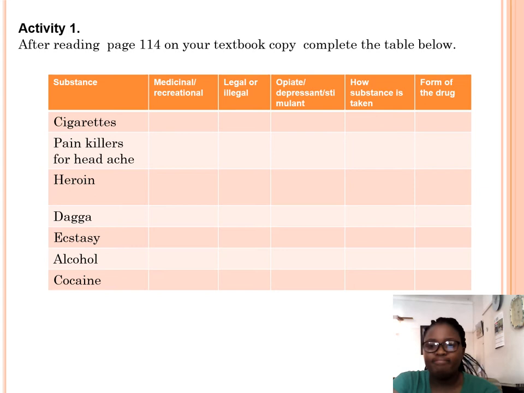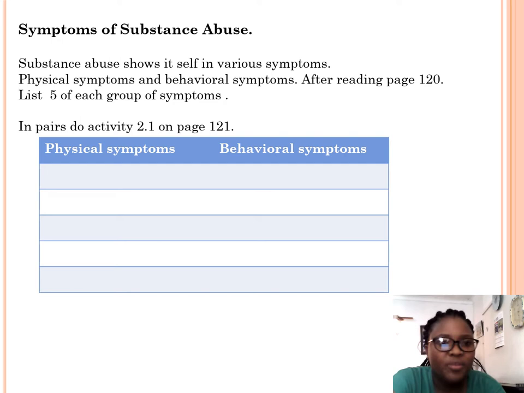Okay, now that we have taken that activity out of the way, let us look at the symptoms of substance abuse. All right? Because there is really not much that you can do and hide it. You know the saying, what happens in the dark always comes to light. So substance abuse shows itself in various symptoms. So it does manifest, right?